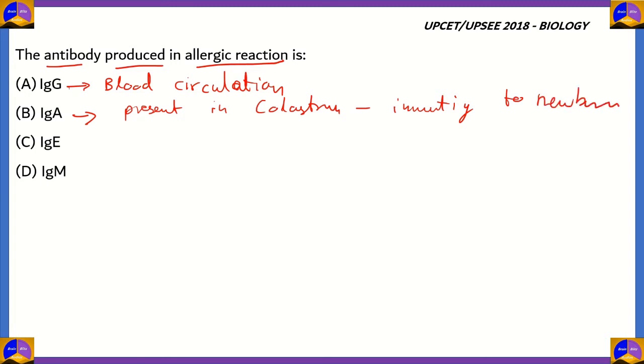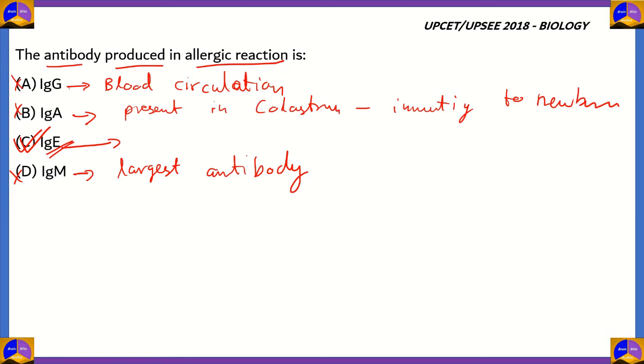Next, we have option D, IgM. IgM is often referred to as the largest antibody, and these operate in certain parts of the body. So therefore, options A, B, and D are incorrect. The correct answer is option C, IgE.